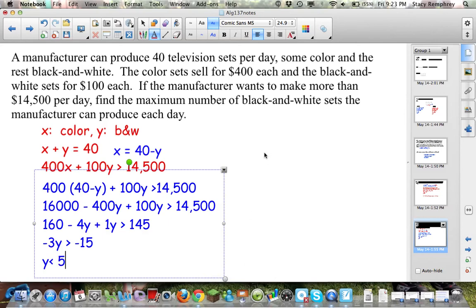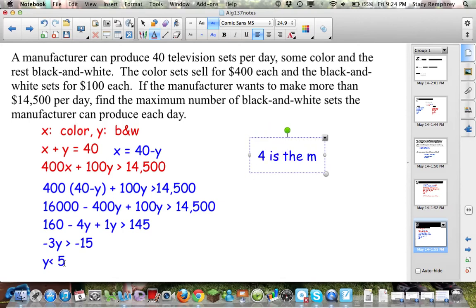But then don't forget to talk about what this means. In order for these restrictions, I make 40 televisions, my earnings is greater than $14,500, the number of black and white must be less than 5. So what is the maximum number I can make? Well, what's the next highest number less than 5? 4 is the maximum number of black and white. Okay, so make sure you answer the question.